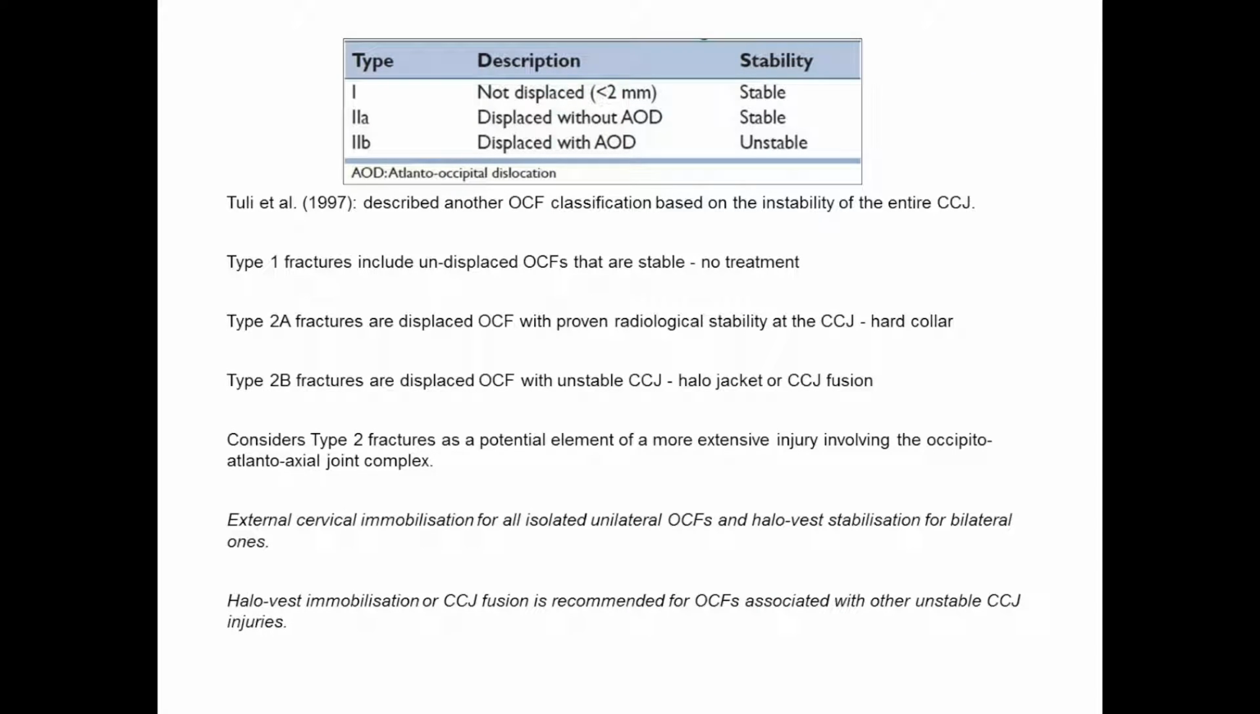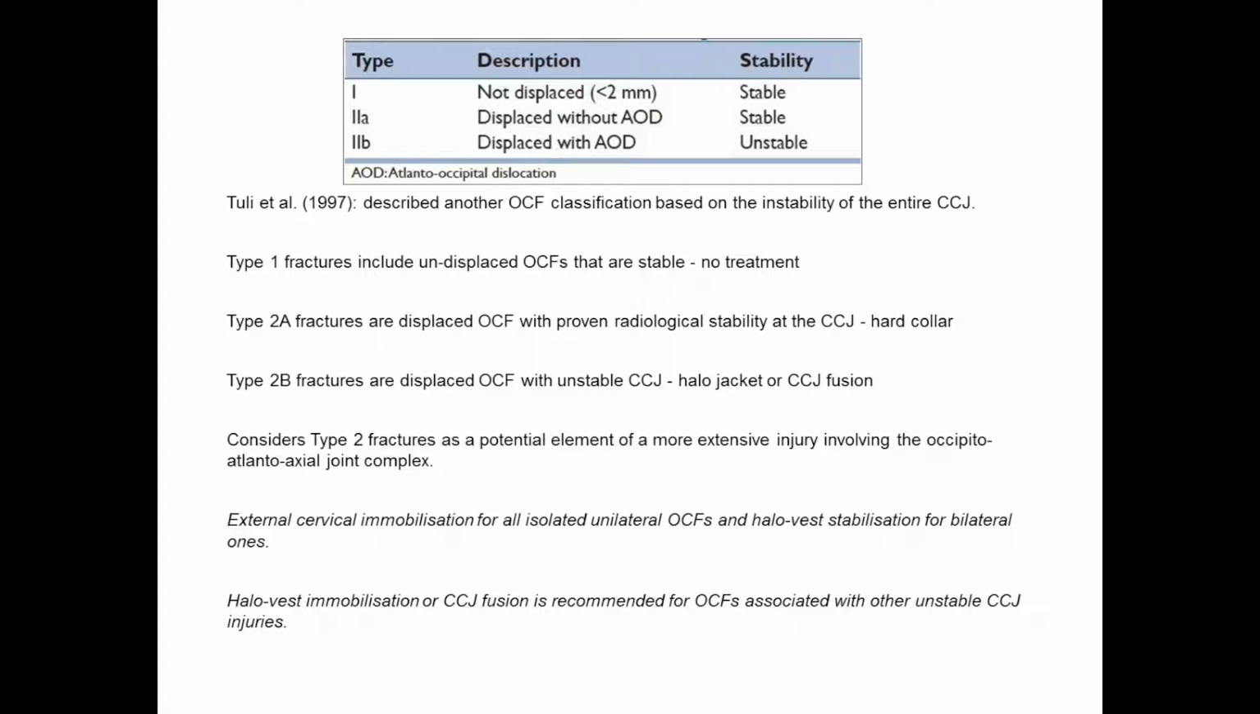Another classification came out by Tuli in 1997. They based the classification on the stability of the entire craniocervical junction, where type 1 fractures include undisplaced fractures of the condyles that are stable, essentially not requiring treatment. Type 2 fractures are displaced condyle fractures with radiological stability of the craniocervical junction, also stable, maybe requiring a hard collar. And here the type 2B fractures are displaced condyle fractures with an unstable craniocervical junction, which then requires either a halo jacket or an OC fusion.